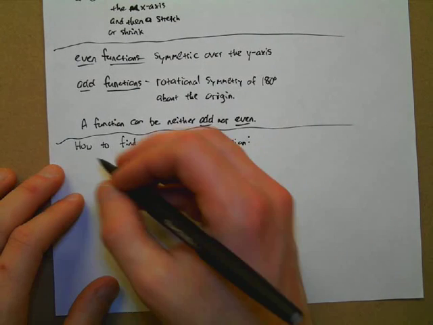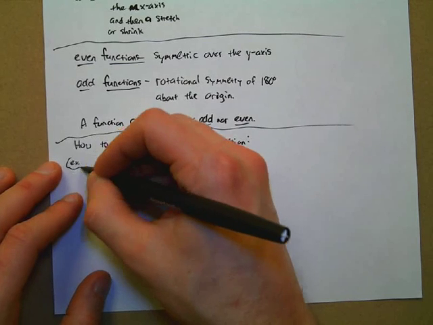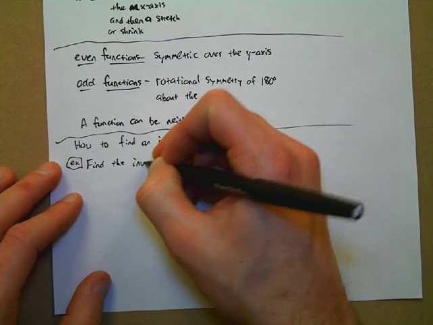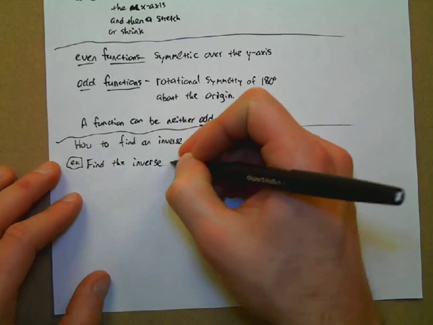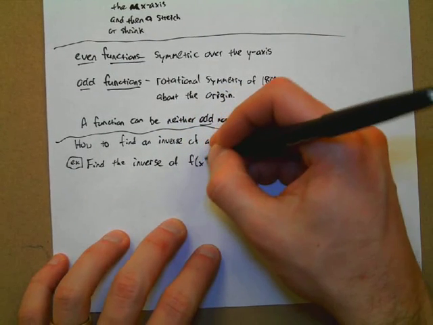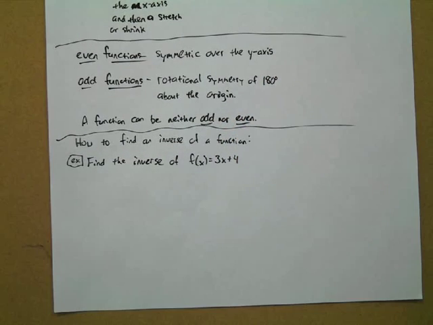First thing we're going to do is substitute y for f of x. So instead of writing f of x equals 3x plus 4, we're going to write y equals 3x plus 4. That's our first step. Just change that f of x to a y.